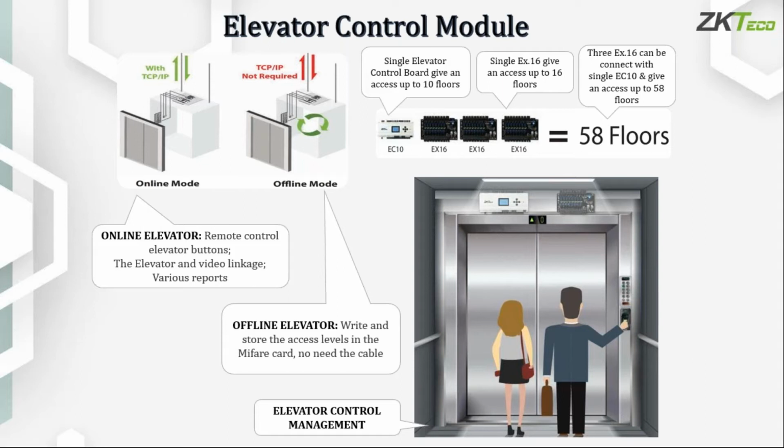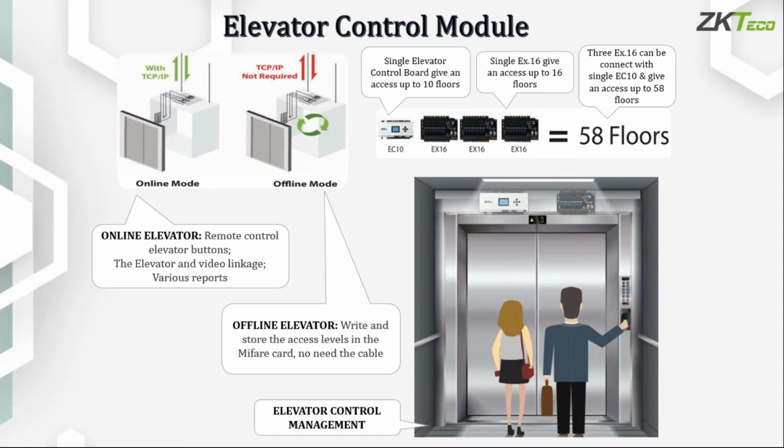In online mode, the EC10 needs to be connected through TCP/IP continuously. Whenever a person comes, we define the access, it gets synchronized, and they swipe the card or punch, then they get access to the particular floor. With the same setup you can get video linkage also. If the camera has been connected with the EC10 panel, then we can do the video linkage settings as well.